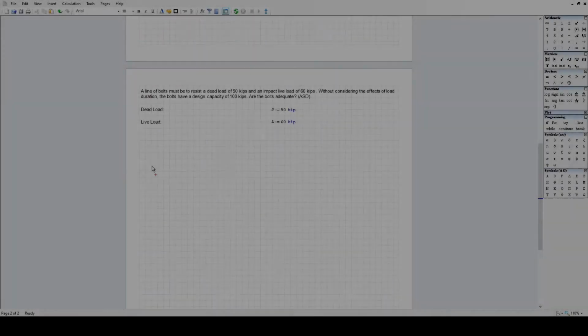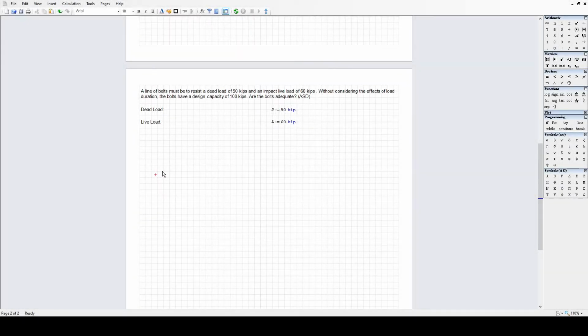Alright, let's now consider the second example. A line of bolts must be able to resist a dead load of 50 kips and an impact live load of 60 kips. Without considering the effects of load duration, the bolts have a design capacity of 100 kips. Are the bolts adequate? So in other words, for this 100 kip value, I have already looked up the nominal reference stress, applied all the other design factors, multiplied by whatever geometric property is applicable, and considered both bolts and tear out and all sorts of other things.